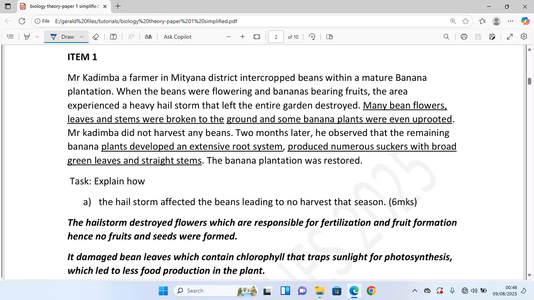Mr. Kadimba did not harvest any beans. 2 months later, he observed that the remaining banana plants developed an extensive root system, producing numerous suckers with broad green leaves and straight stems. The banana plantation was restored.